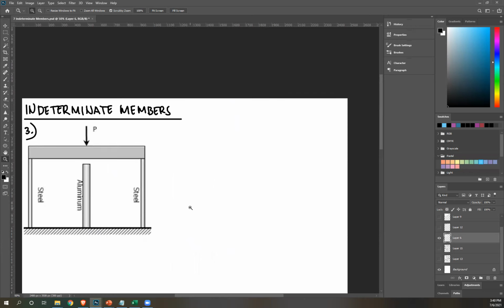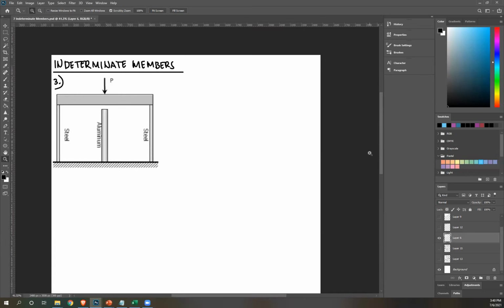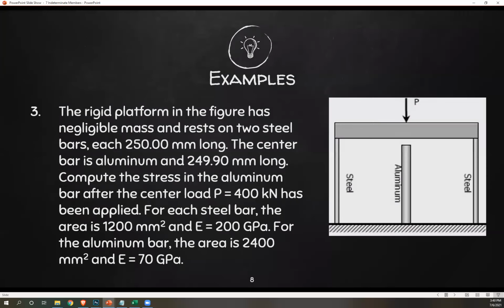So number 3 is a bit different now. The rigid platform in the figure has negligible mass and rests on 2 steel bars, each 250 millimeters long. The center bar is aluminum and 249.90 millimeters long. Compute the stress in the aluminum bar after the center load of 400 kilonewton has been applied. For each steel bar, the area is 1,200 millimeters squared and E is 200 GPa. For the aluminum bar, the area is 2,400 millimeters squared and E is 70 GPa.